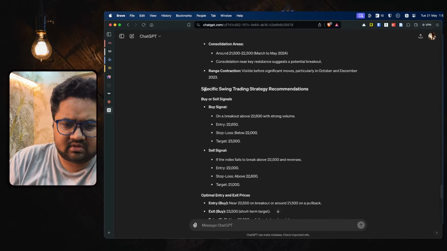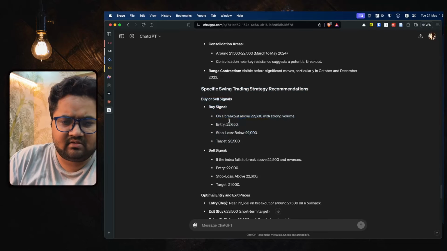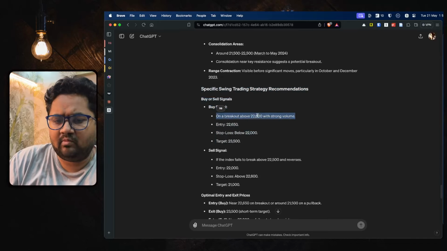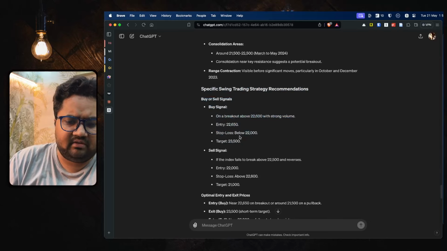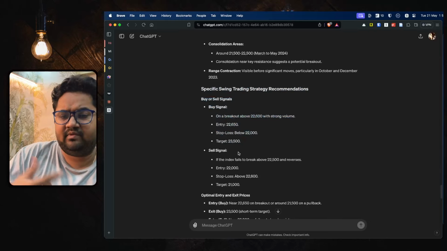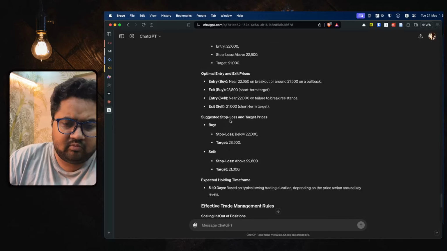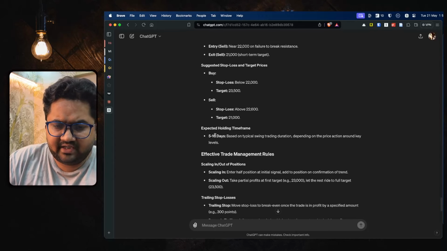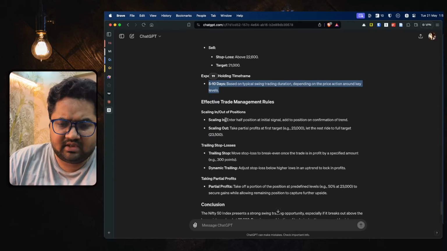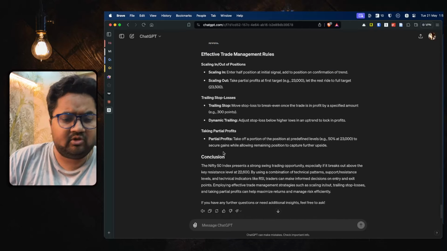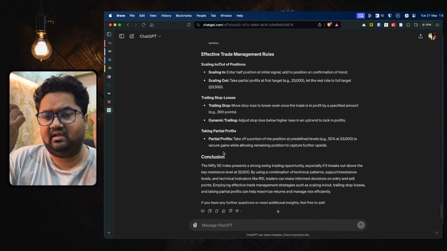So it's doing some swing recommendations like buy signal on a breakout above 22,600 with strong volume, entry, stop loss, etc. It doesn't have the volume information. Can't tell you how much volume, optimal entry and exits, holding time frame, trade management, scaling out, scaling in, trailing stop losses. Really, really interesting analysis.